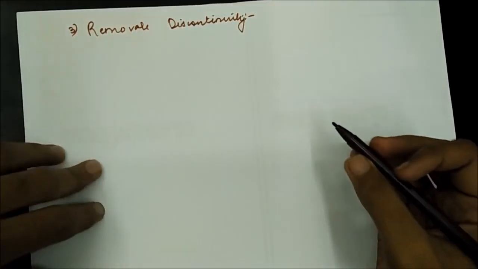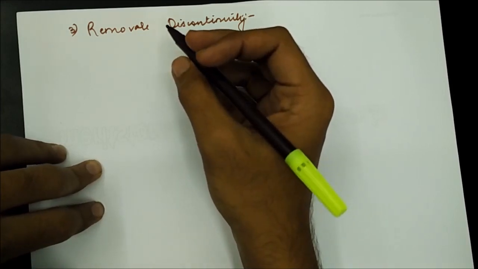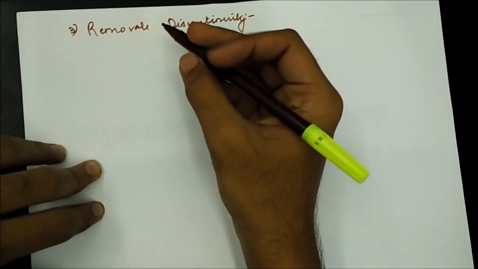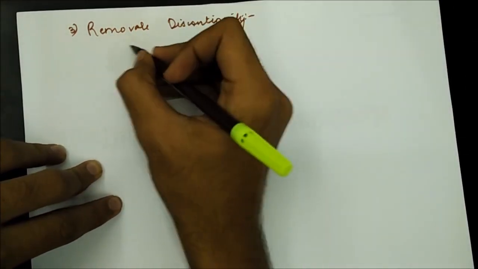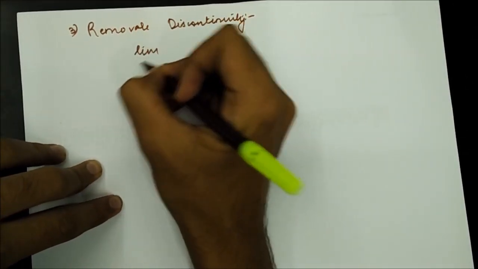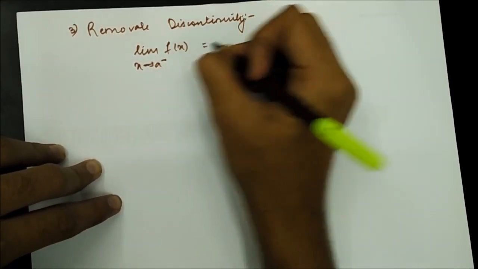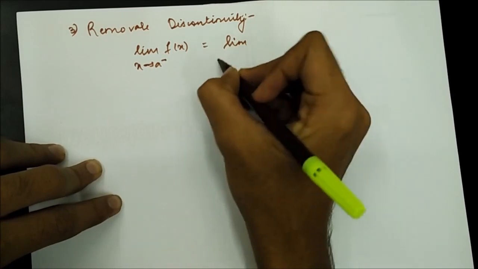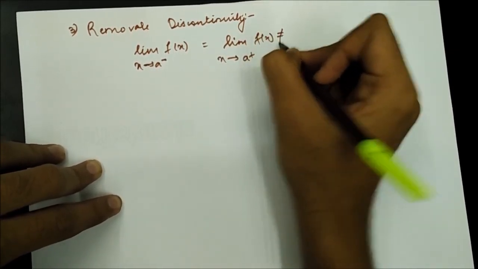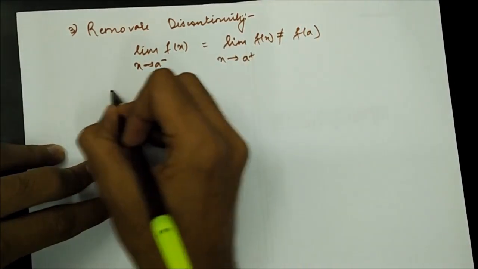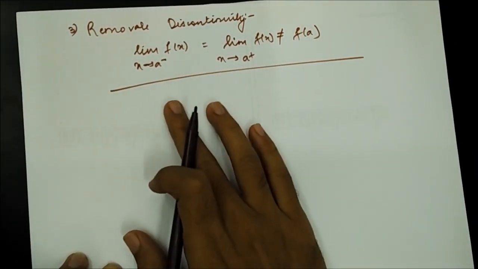If the limit as x tends to a minus of f(x) is equal to the limit as x tends to a plus of f(x), which is not equal to f(a), then it is said to be a removable discontinuity. So if the limit as x tends to a minus of f(x) equals the limit as x tends to a plus of f(x), not equal to f(a), then this is known as the removable discontinuity. What does this mean?